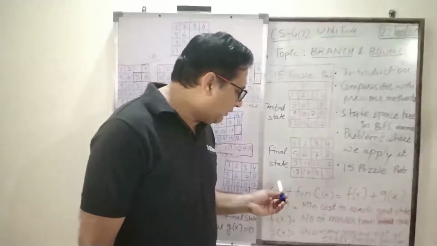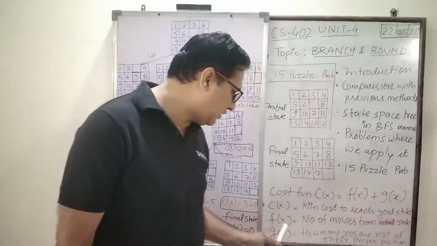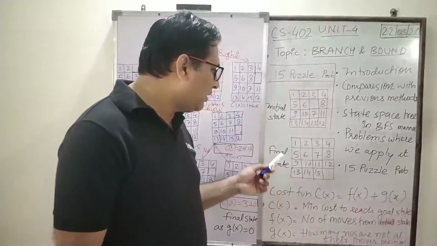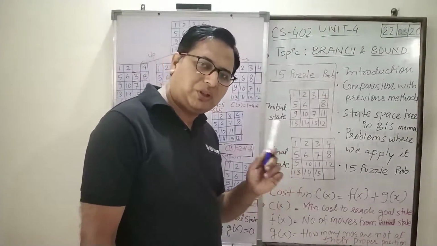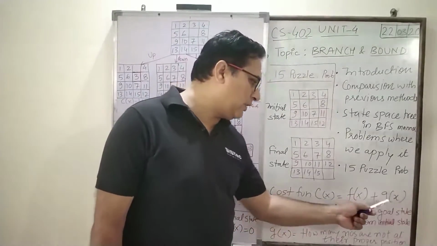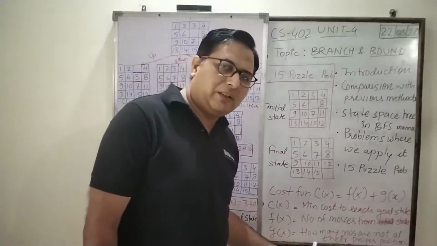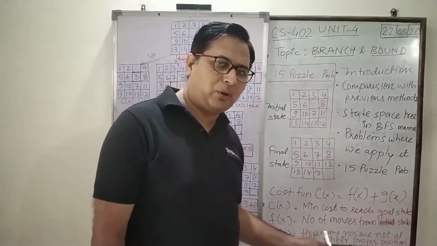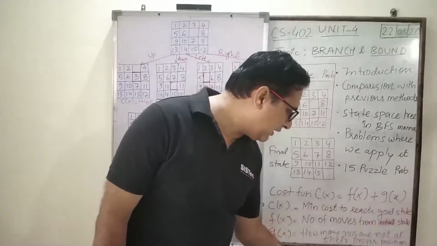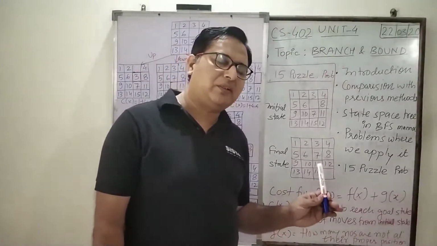Here, as I have told, we will calculate a cost. We will calculate the cost function. Here, c of x is equal to f of x plus g of x, where c of x is the minimum cost to reach the goal state. What is the goal state? Goal state means every number has its proper position. So for calculation of this cost function, we have taken f of x and g of x, where f of x is simply the number of moves from the initial state. I will clear it up by solving this problem, taking an example. g of x is how many numbers are not at their proper position. These are the two factors for calculating c of x.